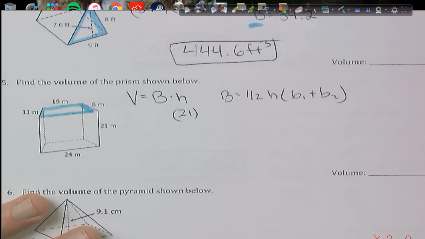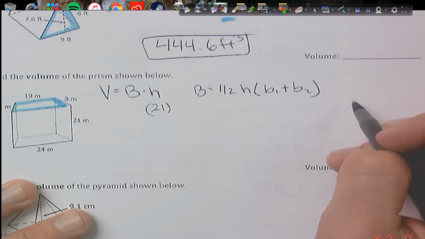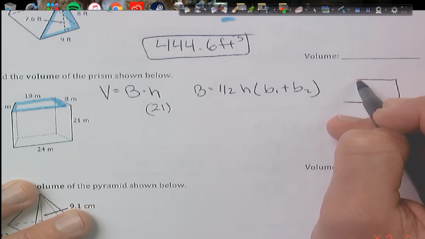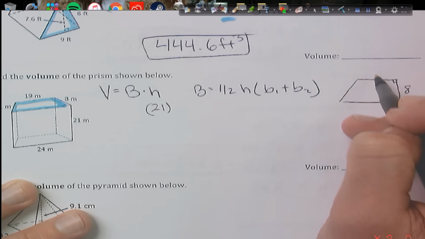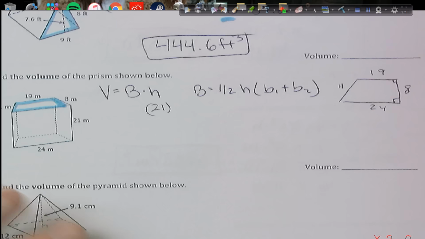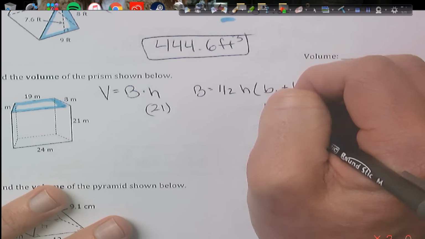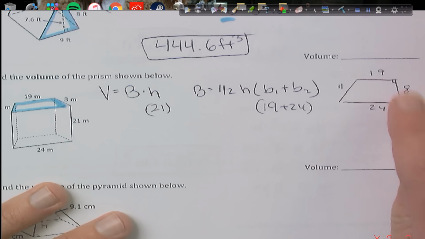So if you recall, a trapezoid would be this, and sometimes it's nice to go ahead and just draw the trapezoid out, what it would look like right in front of you. So there's 90 and 90 here, so this is 8, 19, 24, and this is 11. Okay, so base 1 and base 2, we're going to get 19 plus 24. The height, we know the height is the distance between the two bases.